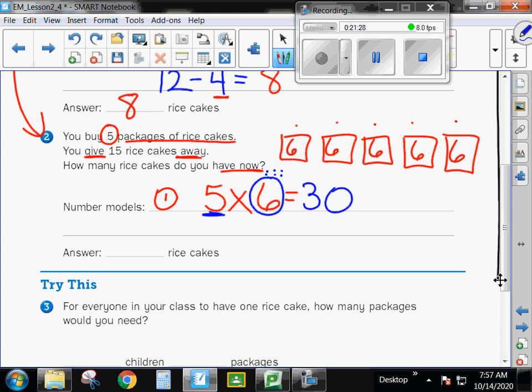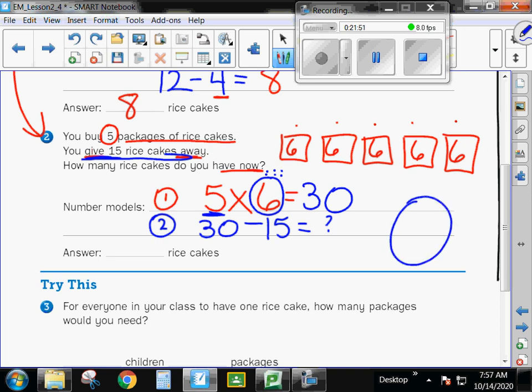Now that tells me how many rice cakes I have, but now my next step says I give 15 rice cakes away. So I know that's subtraction. So step 2 is I have my 30 rice cakes. I give away 15. And then what is left? So 30 minus 15. This should be one that's easy to do in your head. Think of the clock. Remember our clock exercises? 15 plus 15 is 30, isn't it? So if you're starting with 30 and you take away 15, you're going to have 15. So your answer should have been 15 rice cakes.